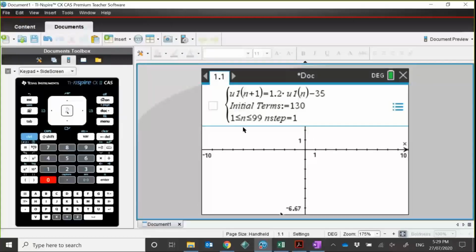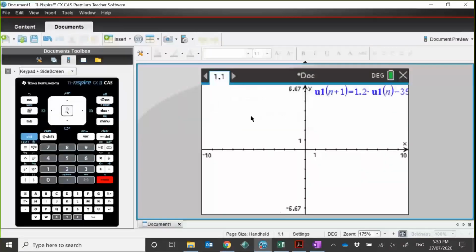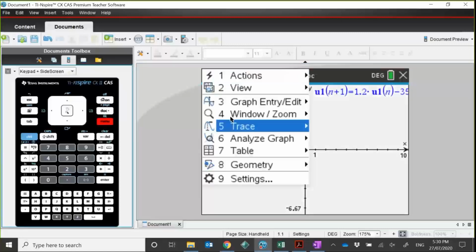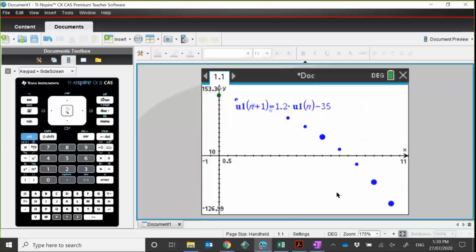And now your step here is we're going to start at 0 because if you have a look at the table goes from 0 up to 5. And I'm just going to go up to 10 just for the sake of going up to 10. So I've got my Tn plus 1 equals 1.2 Tn, take 35, starting with 130, and I'm going to do it from 0 to 10. Enter. I cannot see it because it's off the screen, but if I do a menu, window zoom, zoom fit, there is my data. Okay?